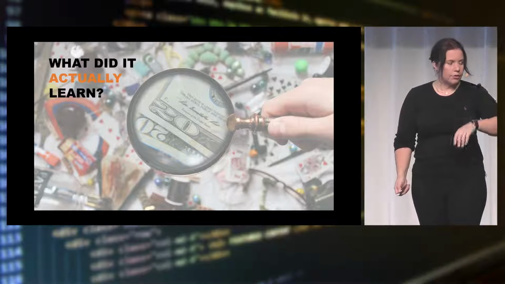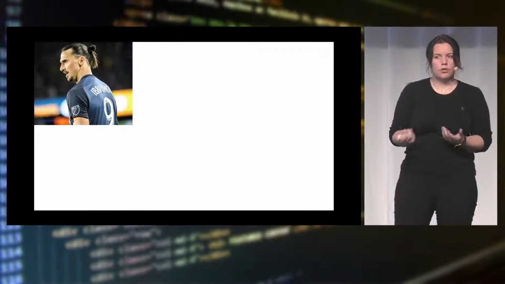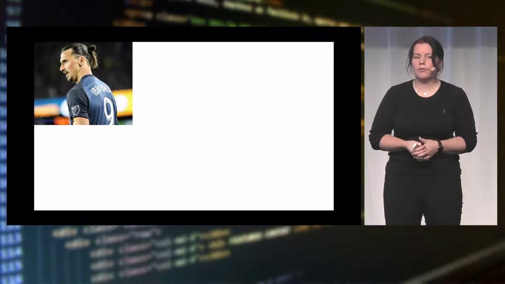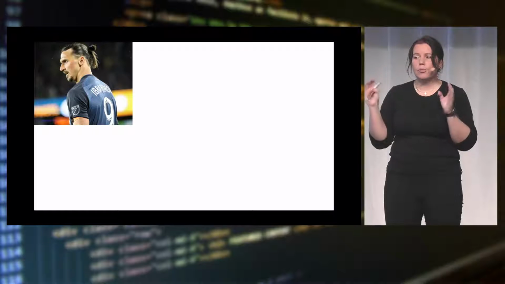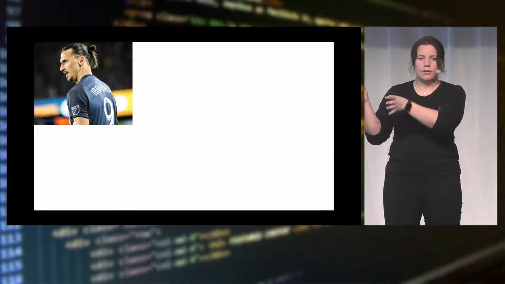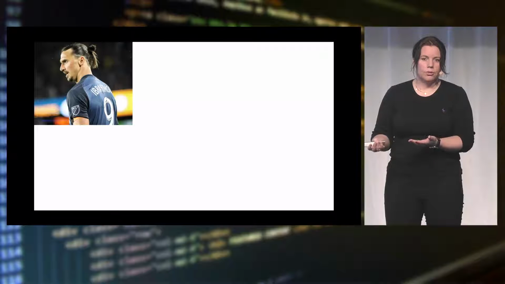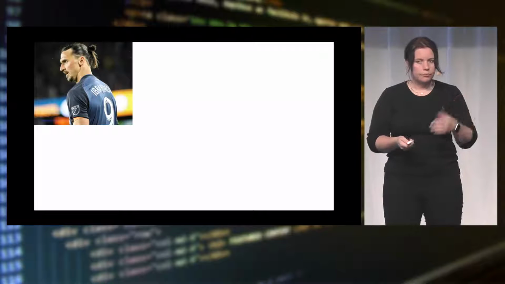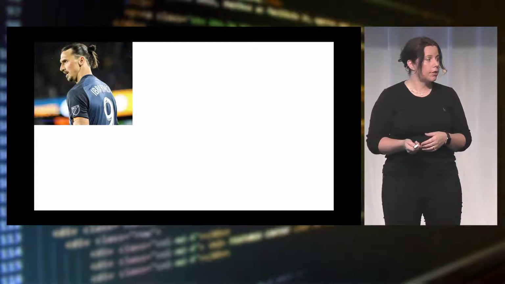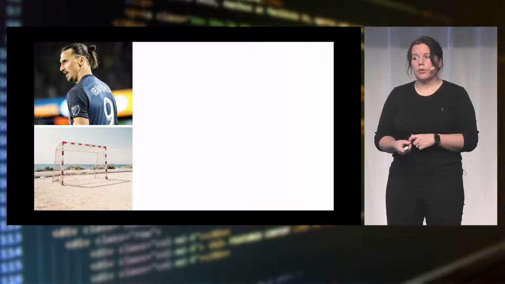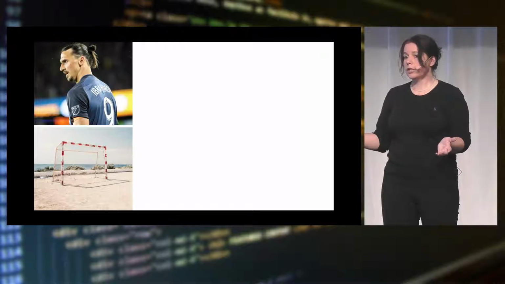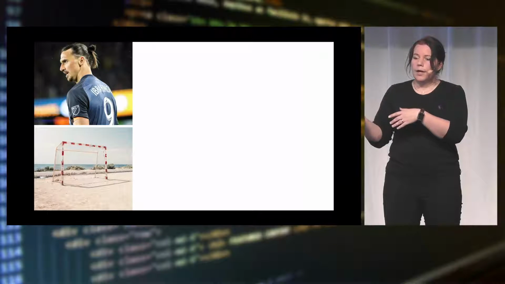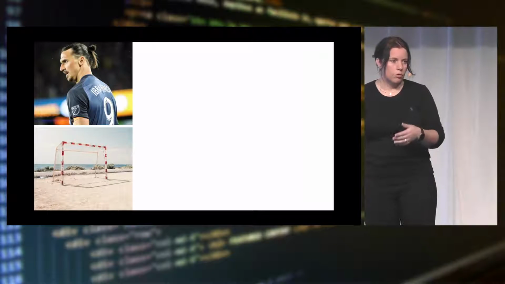So what did it actually learn? Because one thing we're worried about is, do we learn a lot about Zlatan Ibrahimovic? Are we just creating a Zlatan recognizer? Because we don't want to do that. So we need to figure out a way to interpret this and determine that we're actually learning the right things. Some other things we were worried about learning was a goal detector, because we didn't want it to say it was a shot on goal just because the goal was in sight.